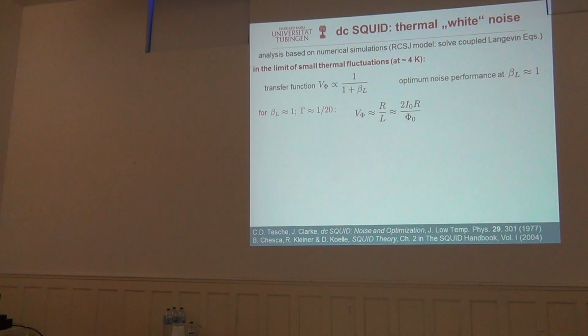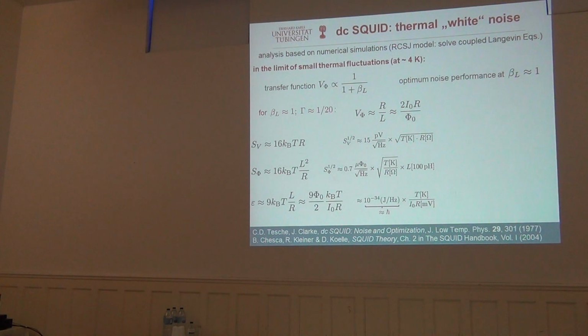And this is a quantity which tells you how good your Josephson junction is for making a sensitive squid. So if you want to make a sensitive squid, you should look for junctions which give you a high I naught R product. That's very helpful. And then by doing numerical simulations, they found expressions for the spectral density of voltage noise. So this scales with KBT times R. For the flux noise, this scales with KBT L squared over R, or also for this energy resolution, which scales with KBT times L over R, or KBT divided by I naught R.